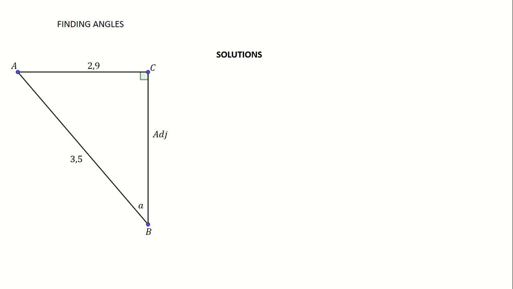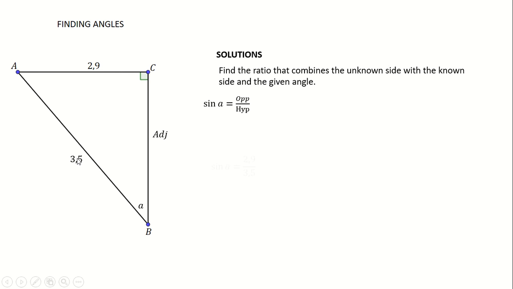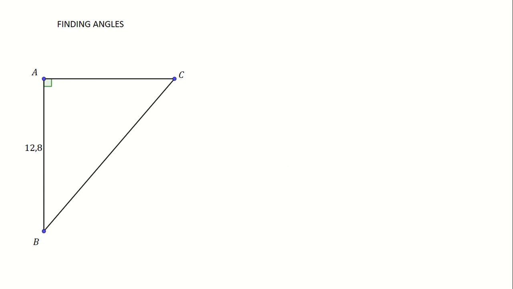Here we're given alpha, and we're given the side opposite alpha, and that will be 2,9, and we have the hypotenuse. Opposite all over hypotenuse is sine, so sine of alpha will be equal to 2,9 divided by 3,5, and alpha will simply be 56 degrees.